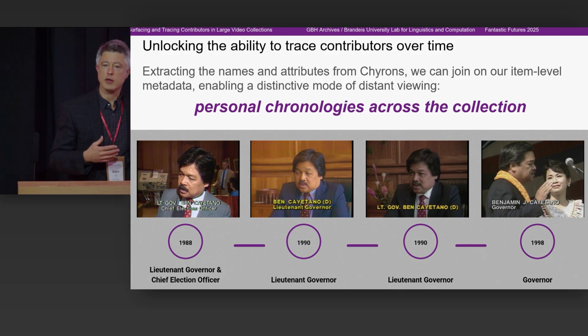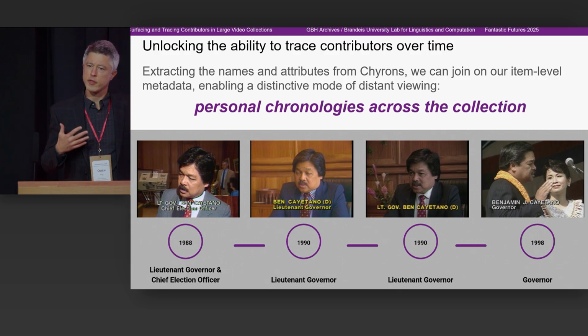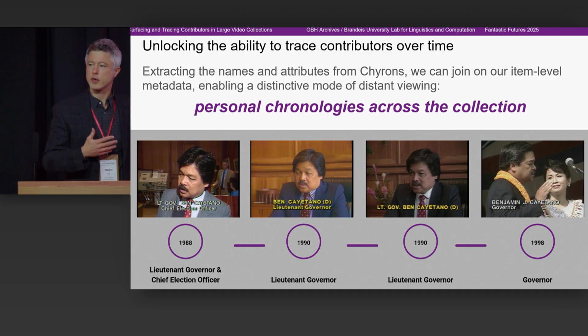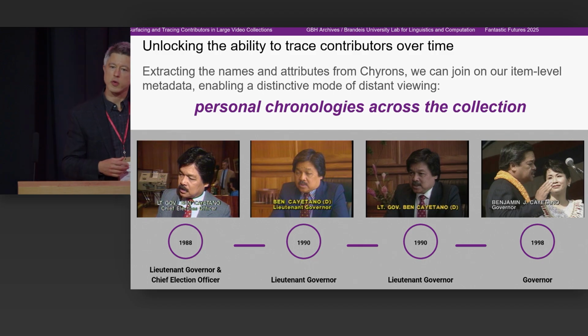You can take an individual and sort of do a distant viewing of the archive in a way that allows you to see how an individual appeared in community broadcasting over time. So in this case, you've got Ben Cayetano, and you can see a little bit of his career in Hawaiian politics.